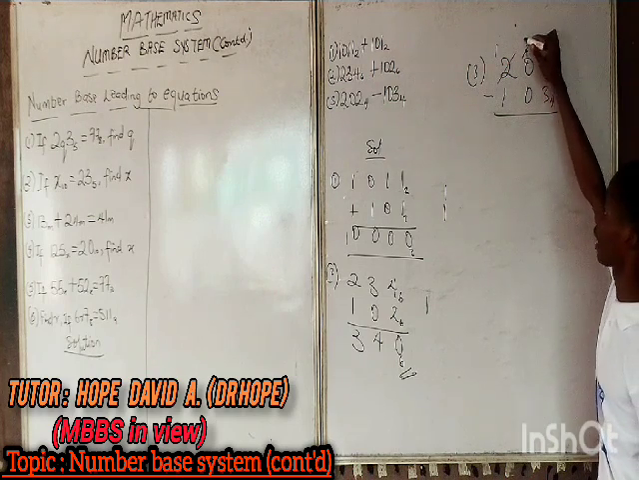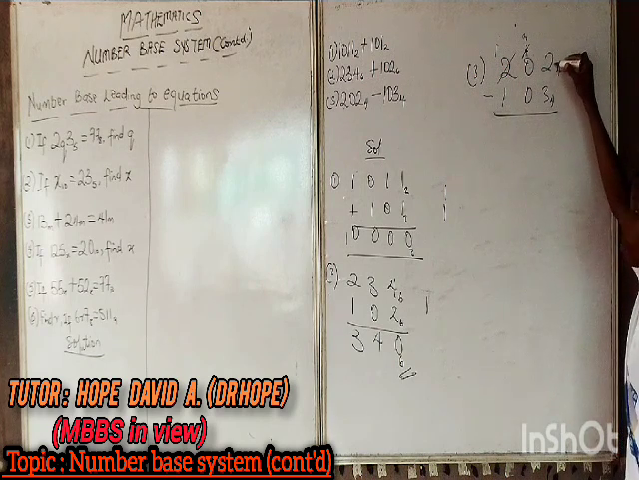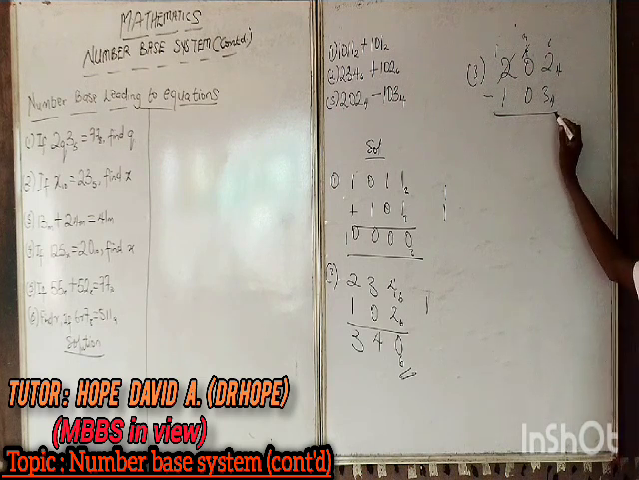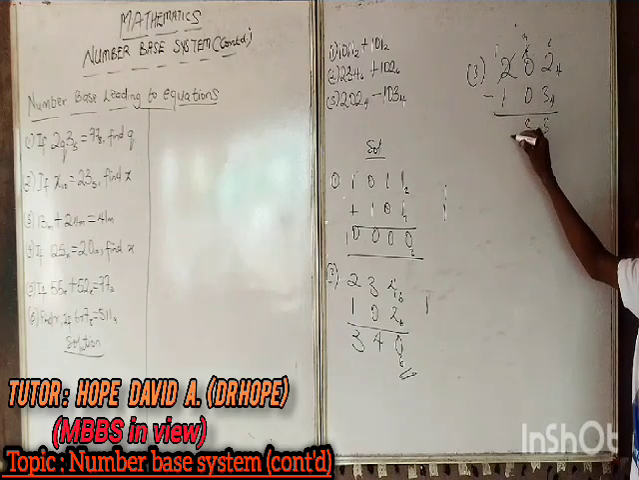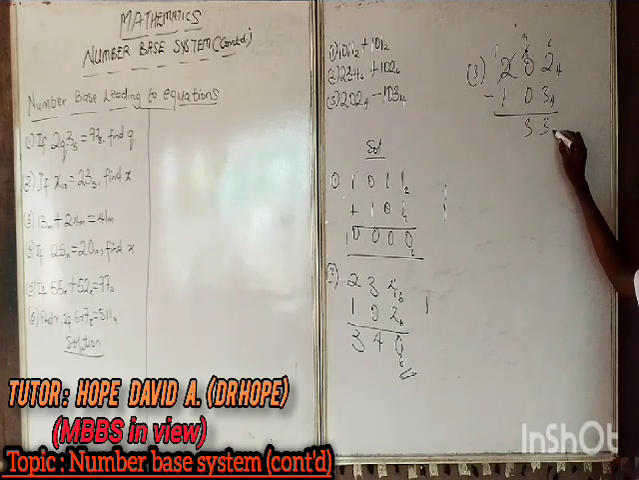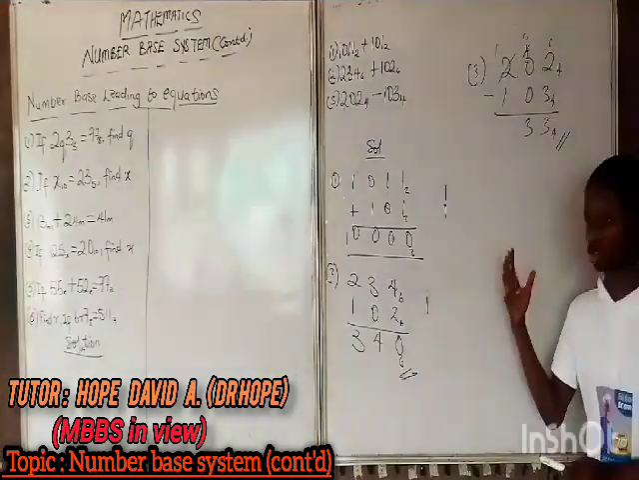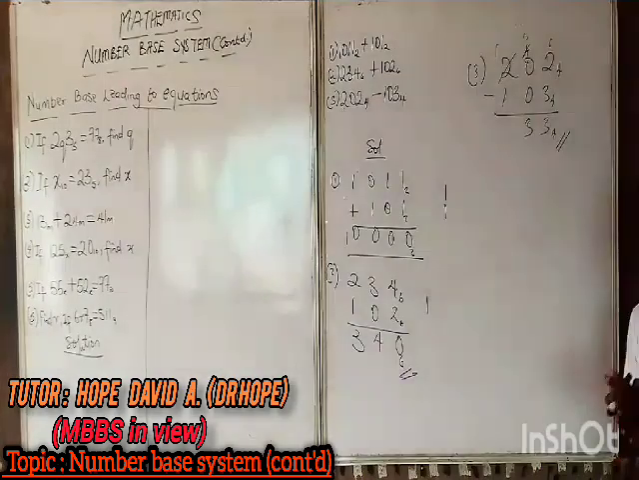Now we borrow, remember what? We bring the 1 here to become 4. 4 plus 2 is 6. 6 minus 3 is 3. 3 minus 0 is 3. 1 minus 1 is 0. So our final answer is 3 base 4. So that is it for the questions. I believe you got it. Alright.